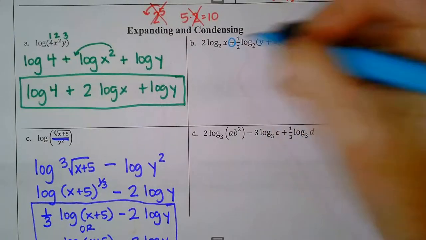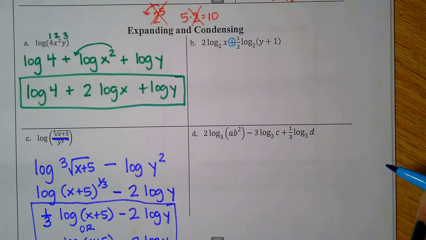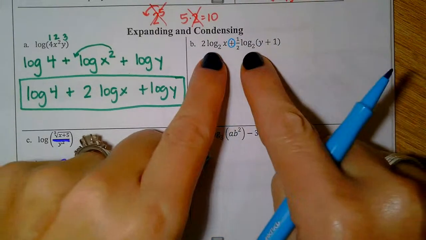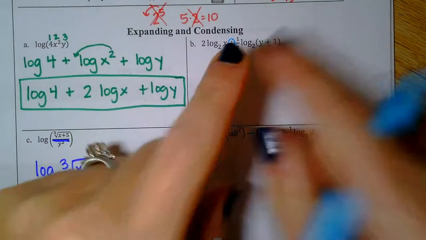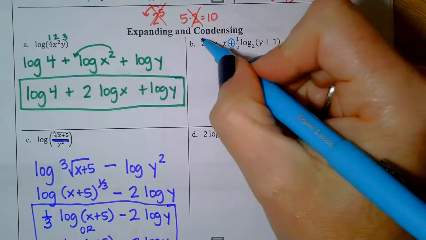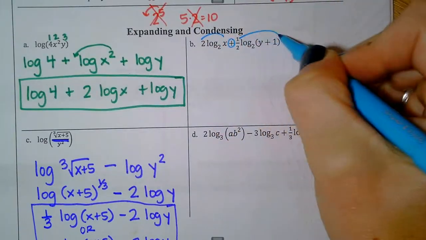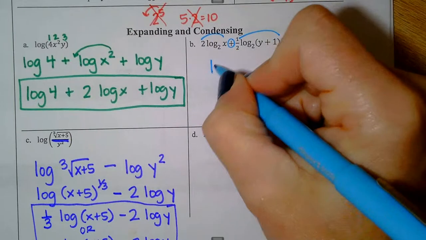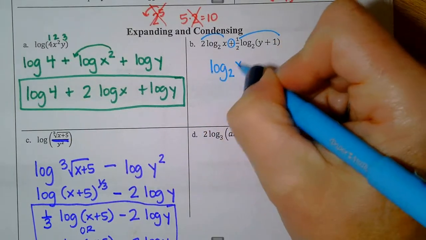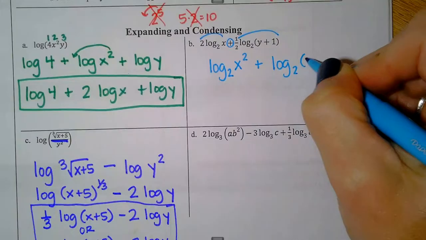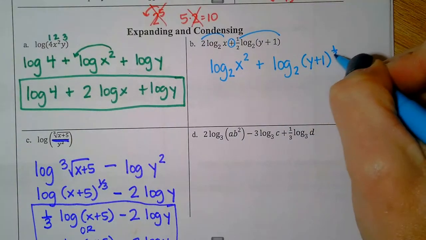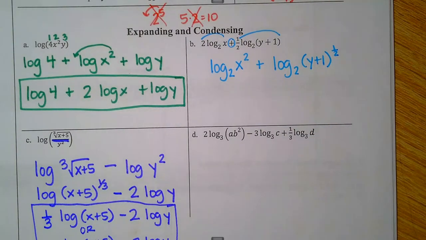Plus means I'm going to multiply. And I can do that because they're both the same. So you can do this a couple different ways. I see that there's a 2 that needs to move up and a half. So I'm going to have log base 2 of x squared plus log base 2 of y plus 1 to the half. So I just moved both of those up.